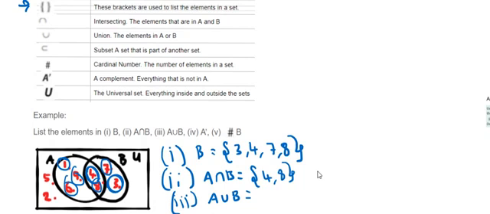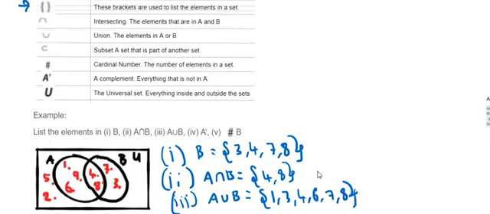And then there's 3 and there's 7. So they're in A or they're in B. They're in one or the other. So it's going to include all of those. So this is going to be a big set. So it's going to be 1, 3. I'm just listing them in order numerically now. 4, 6, 7, and 8. So that's A union B.